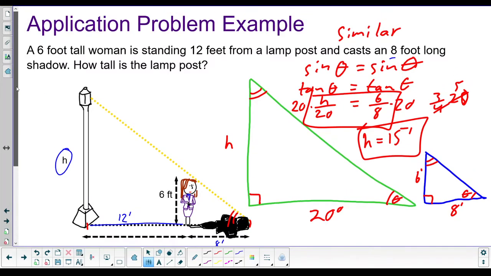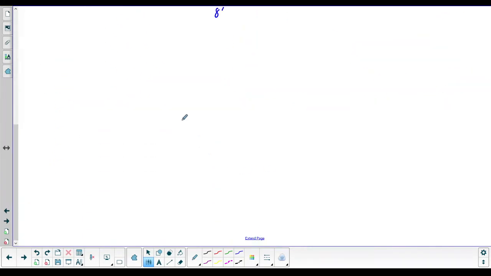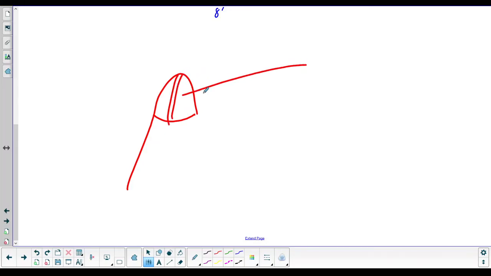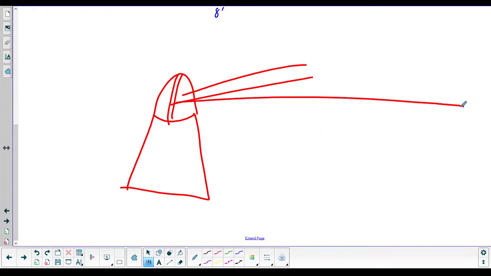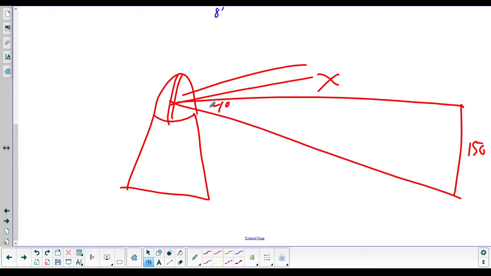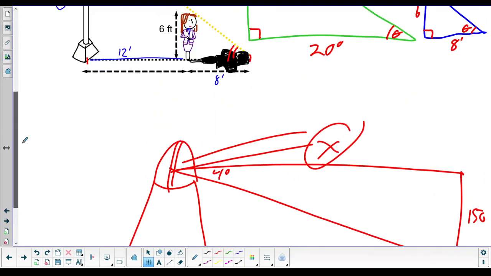The rest of the word problems are pretty much, here's a thing, like a lighthouse, right? Here's your lighthouse. This distance, we don't know. This distance is 150. This angle here is 4 degrees. Set up a trig ratio and solve for the unknown. It's not too bad. You'll figure it out. All right. So there's our application problem.